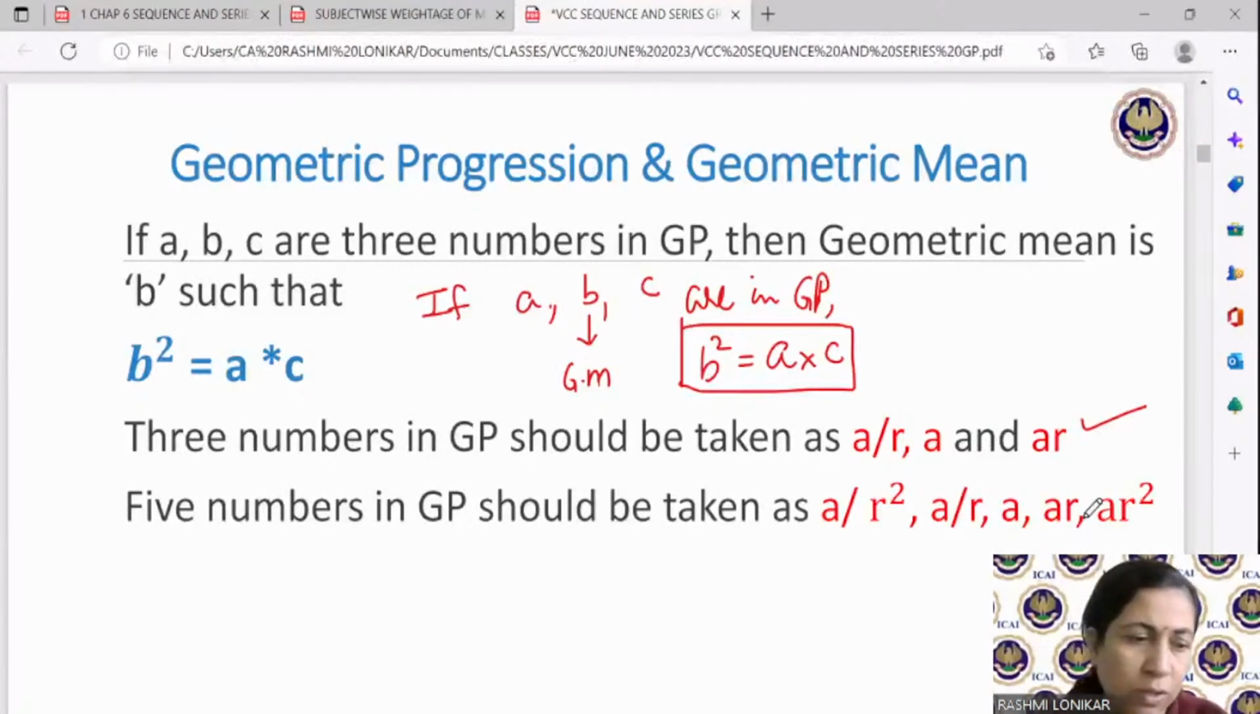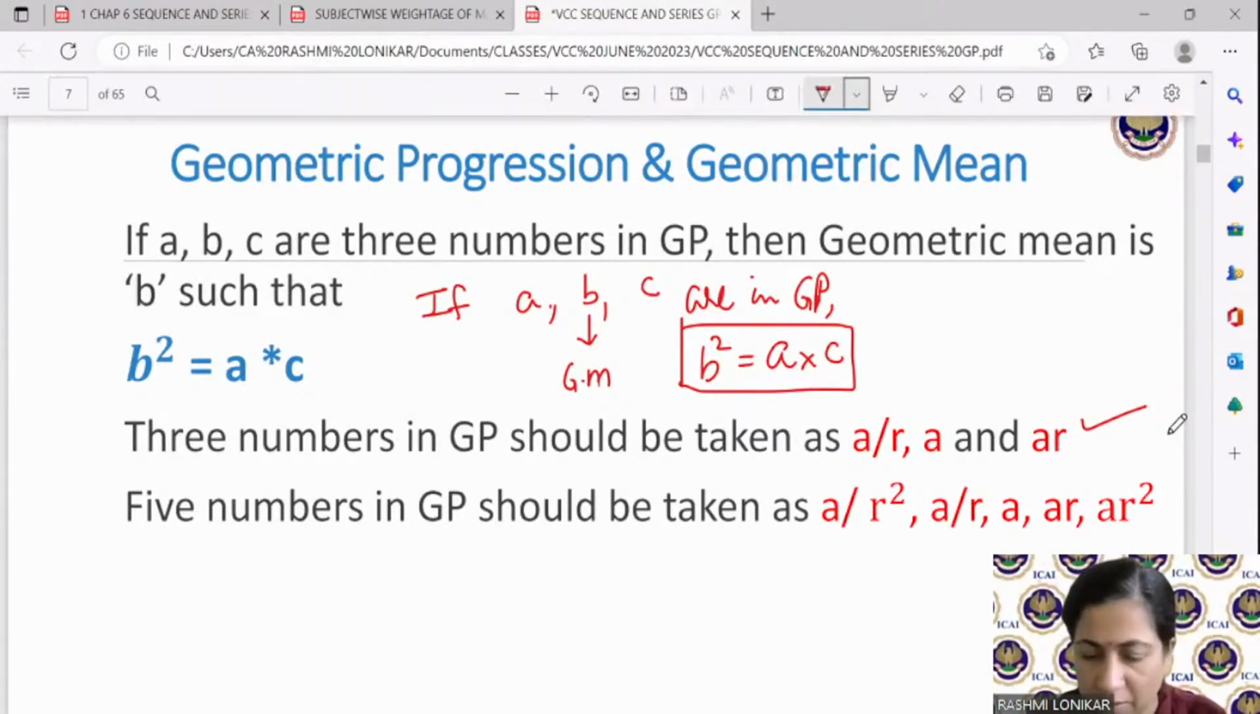See, how do you know that two numbers are in GP, Lisa? You don't know. You say it is a GP when you have some other numbers also. So that time you say it's a GP.